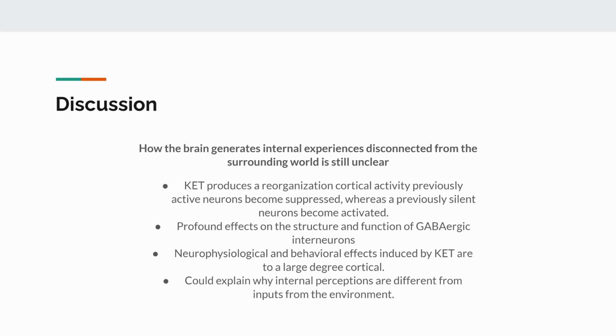Evidence from this experiment argues ketamine's behavioral effects stem from cortical mechanisms. The divergence of cortical activity from thalamic inputs may explain why sensory experiences, such as hallucinations during ketamine-induced dissociation, are unrelated to sensory inputs from the environment.